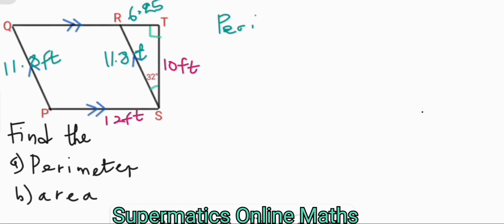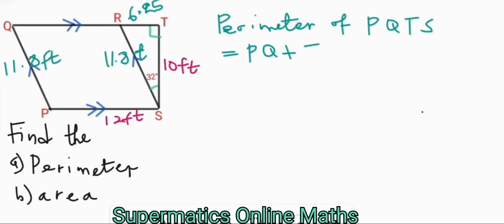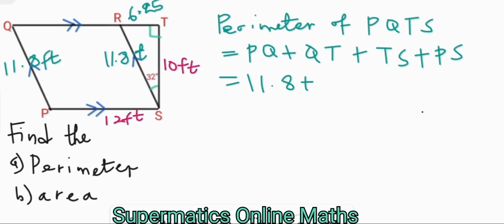So the perimeter of PQTS is going to be the side PQ added to the side QT, which comprises QR and RT, added to the side TS or ST and added to the side PS, such that the perimeter is going to be 11.8 feet added to QT, which comprises 12 for QR and 6.25 for RT. ST is 10 and PS is 12.